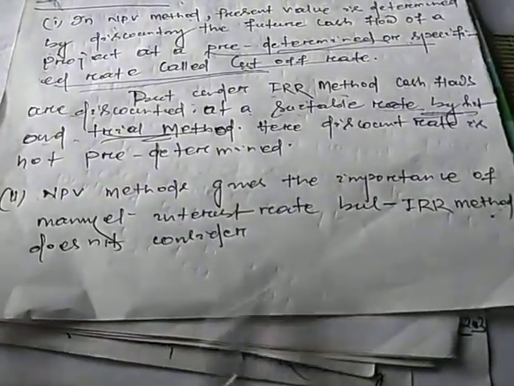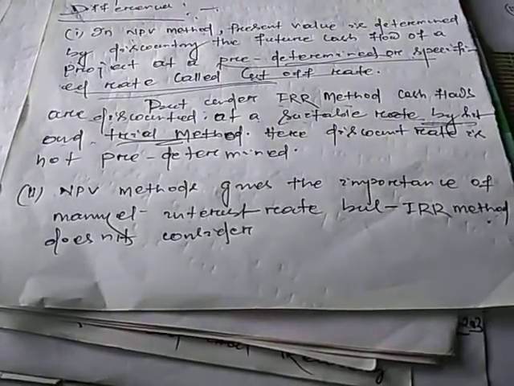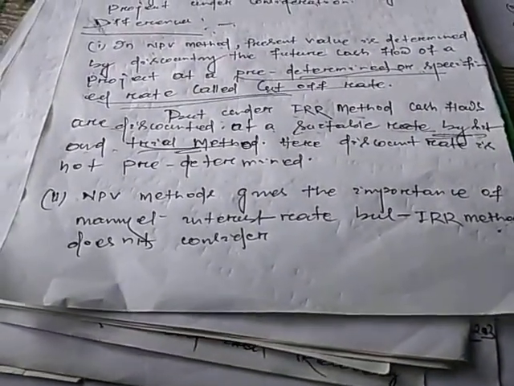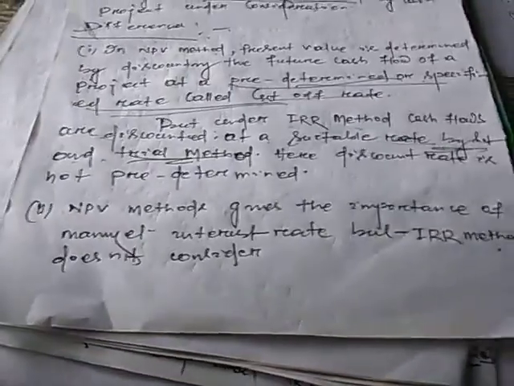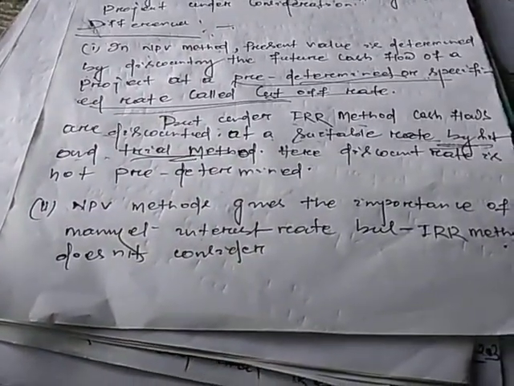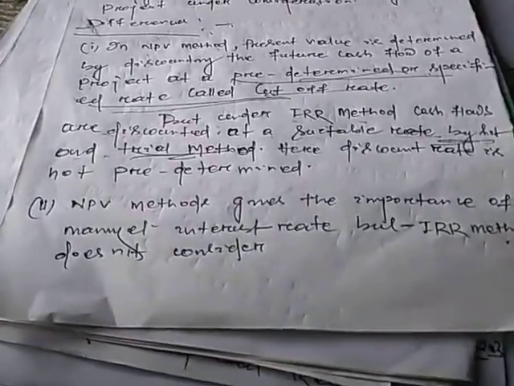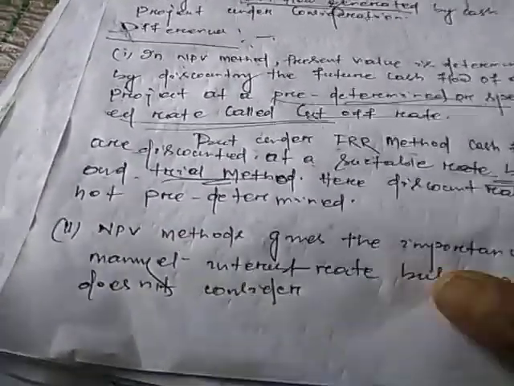Then the second point, the NPV method gives importance to the market interest rate. Yes, because it gives as per the market interest rate, but the IRR method doesn't consider the market interest. Market interest may be whatever, IRR does not depend upon it, it has its own interest, but net present value depends upon the market, because whatever the market interest is, the calculation will depend upon that. But IRR creates its own interest. There is no fixed interest, that is the reason it creates its own interest.